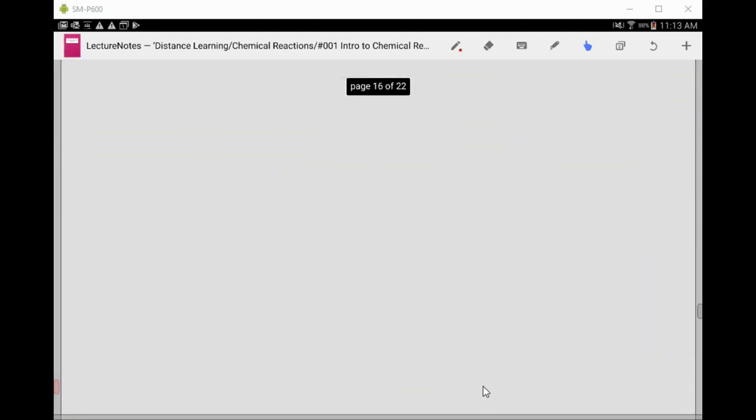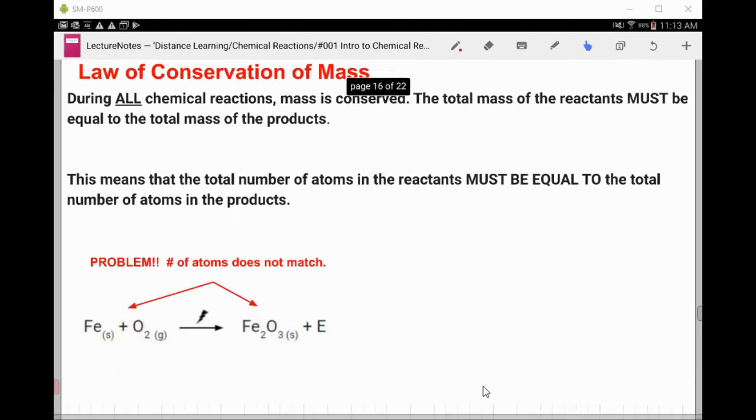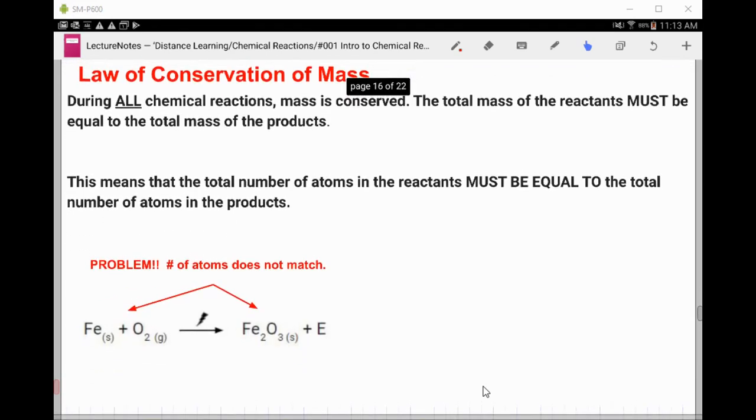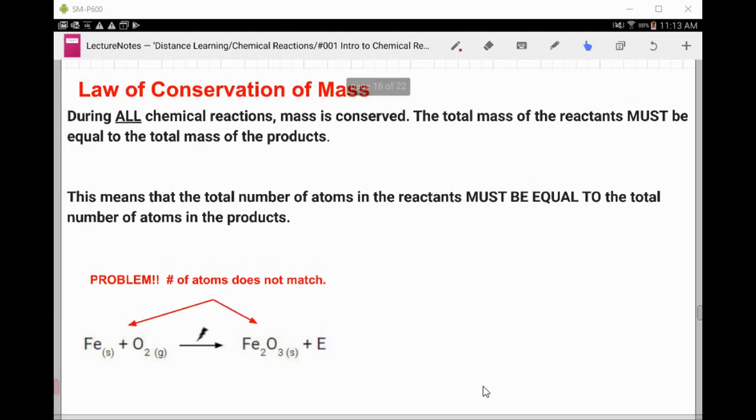Now, the problem with our chemical equations right now is that they don't agree with the law of conservation of mass. Because when we wrote our chemical equation for iron burning with oxygen, we came up with this equation here at the bottom. But if we look at that, there's only one iron atom on the left, but there are two in the products. We had 2 oxygen atoms on the left, and we have 3 in the products. Right now, we have more products than we do reactants, which is not possible. We cannot create stuff over the course of the reaction.